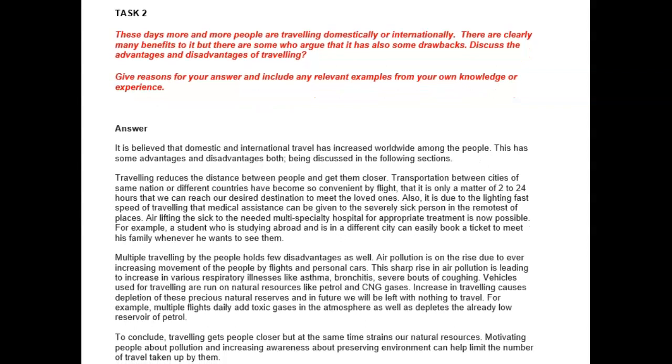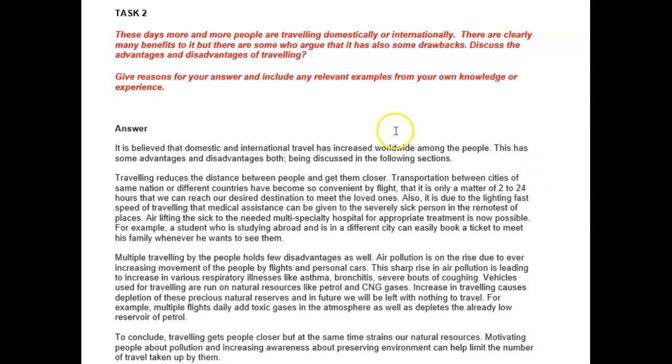Domestic and international travel. What are the advantages and disadvantages of it? Let's see what you wrote. "It is believed that domestic and international travel has increased worldwide among the people. This has some advantages and disadvantages both, being discussed in the following sections." Okay. The content is fine. I like it, but the syntax is a little unnatural. There were cleaner, clearer, more natural ways of expressing this idea in English. I felt like your word order was maybe a little off here. So let's take a look at how this could have been said.